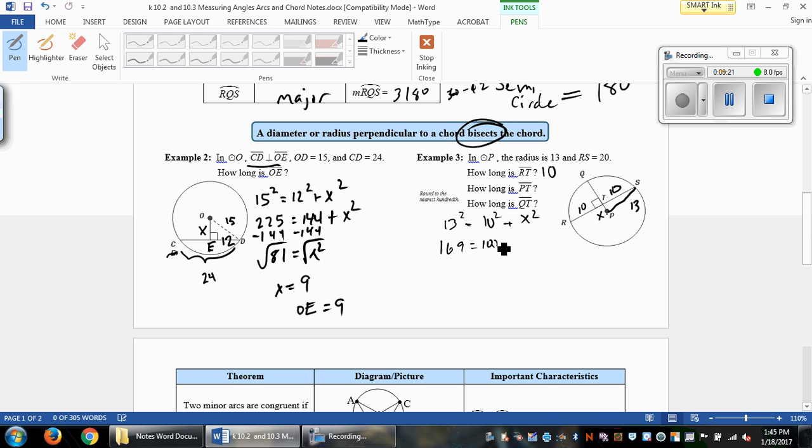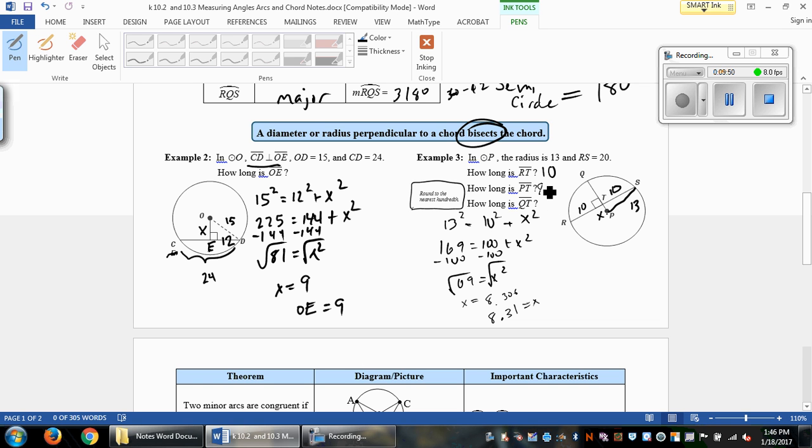169 equals 100 plus X squared. Subtracting 100. 69 equals X squared, and we take the square root. You'll notice very faintly here we've got round to the nearest hundredth. So that means 2 decimal places. X is equal to 8.306. So 2 decimal places would actually get us to 8.31. So that's equal to X, which is equal to TP or PT.